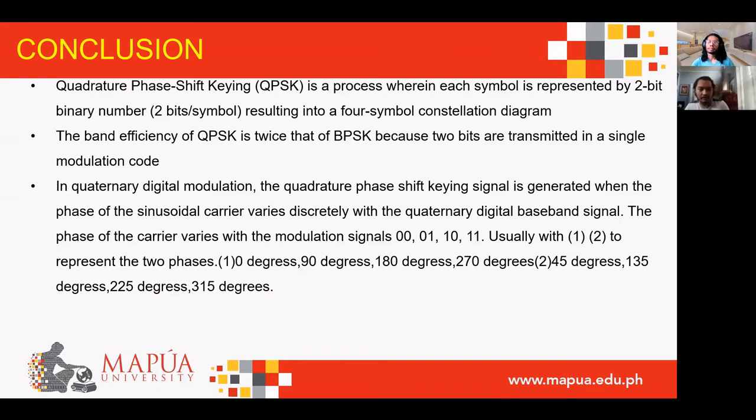So usually we have two representations of the phases, wherein the first is 0 degrees, 90 degrees, 180 degrees, and 270 degrees. And the second is 45 degrees, 135 degrees, 225 degrees, and 315 degrees. And that concludes our activity.